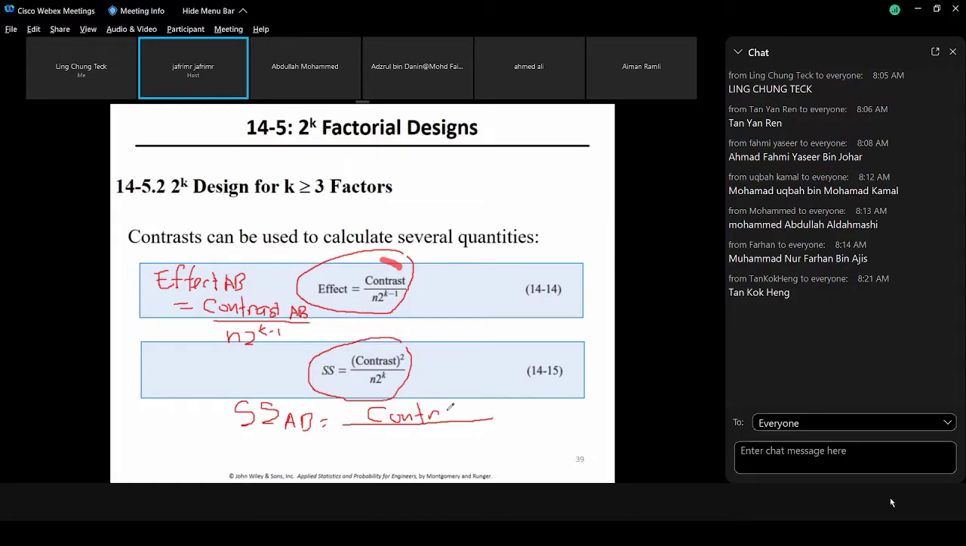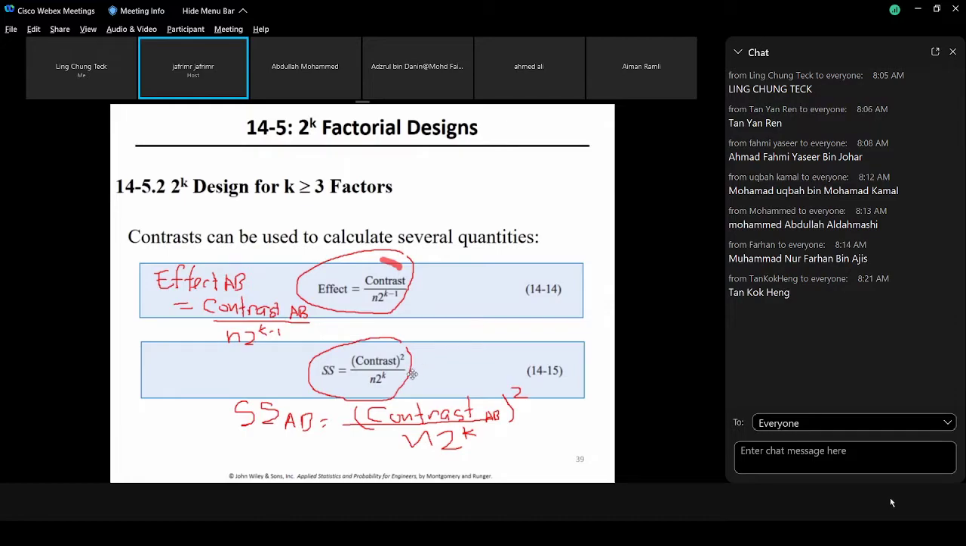Contrast AB, contrast OAB, you need to square that value of the contrast, and then divide by n, the number of replicates, and 2 to the power k. If k is 2, it is 2; k is 3 in that case. That's why you need to know contrast. So from now, you calculate sum of square A, sum of square B, AB, then you can cut.